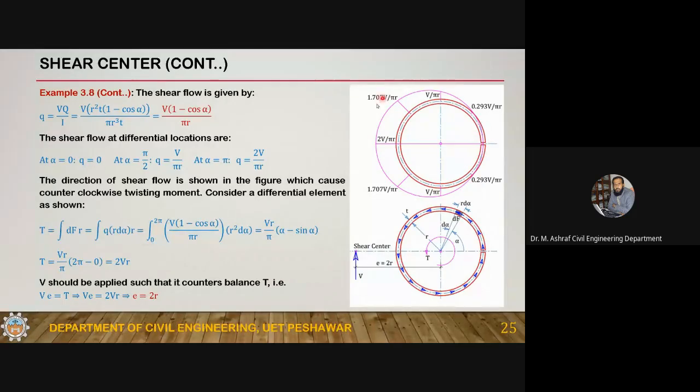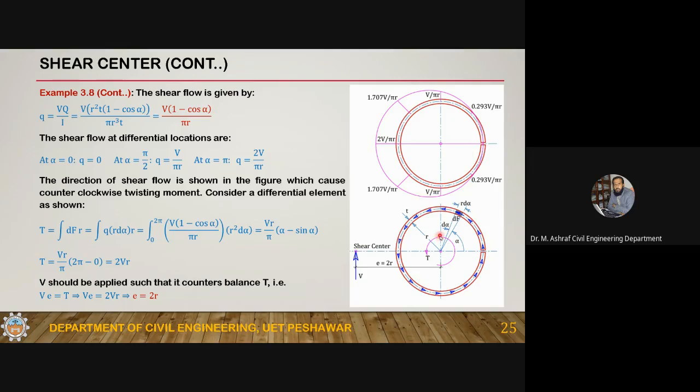So starting from 0, then developing, and then ending with 0. Okay, so this is the shear flow direction like this. Starting from here with 0 value, increasing up to this, then decreasing and ending with a 0 value. Now if you look at this, these arrows are the shear flow, and this is the shear flow diagram.